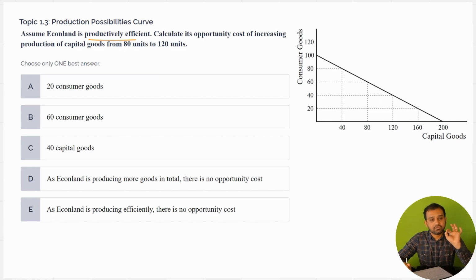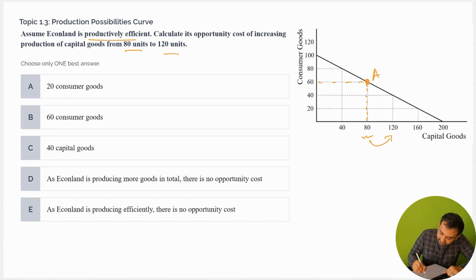Okay. So now that we've established that, the question says, calculate its opportunity cost of increasing production of capital goods from 80 to 120 units. So if it is currently producing at 80 capital goods and it is productively efficient, we'll go up to the production possibility curve and find that it was currently producing here at point A. Now, if it increases its production of capital goods from 80 to 120, it means it needs to divert resources away from consumer good production in order to do so, because once again, resources are limited. So you come from here to here.